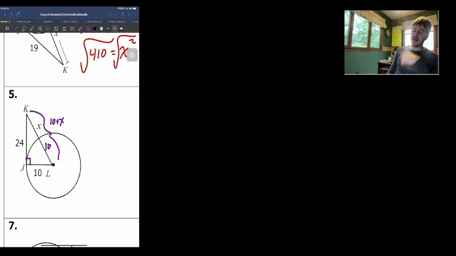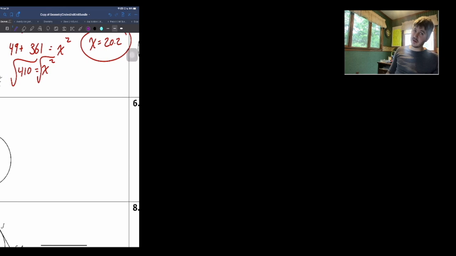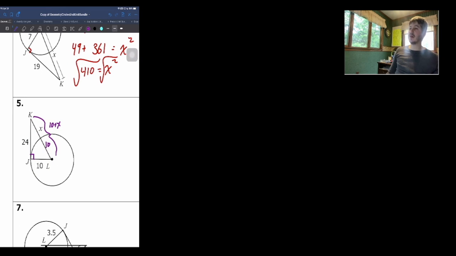Actually, I changed my mind. We're not going to do it the hard way. Reason is because there's not enough room. It would take up a lot of room. But you would get a quadratic. It is, and it's completely fine to solve it this way. Meaning you could plug in 10 plus x squared. You would have to do your box method to expand that out, because it would be like x squared plus 20x plus 100. And then you could continue doing Pythagorean theorem equals 24 squared plus 10 squared.